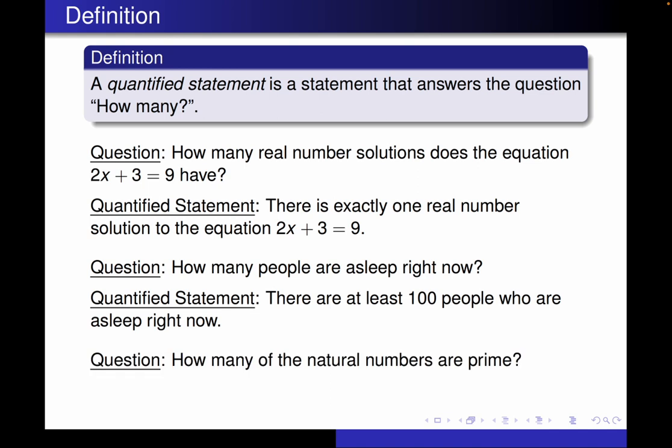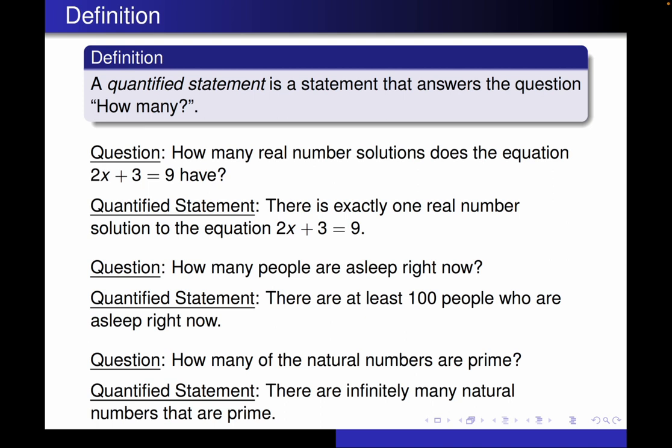How many of the natural numbers are prime? A single number isn't going to do it because there are so many prime numbers. We have to say something like, there are infinitely many natural numbers that are prime. And I should say at this point that we made quantified statements based on correct answers to the question that gave us true statements. But if we want to answer the question incorrectly, that also is an appropriate quantified statement. It just happens to be a false one. So if I say, for instance, there are exactly 5 real number solutions to the equation 2x + 3 = 9, that is incorrect. Still a statement, just happens to be a false statement.